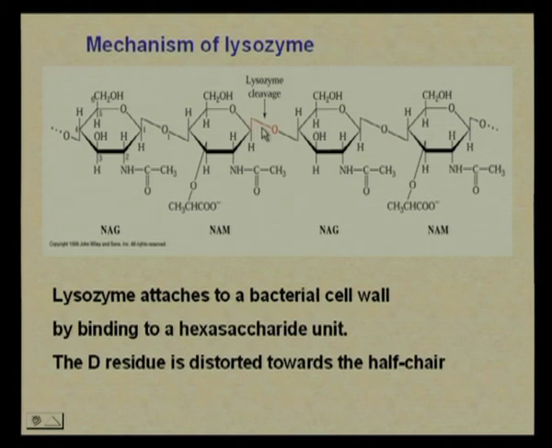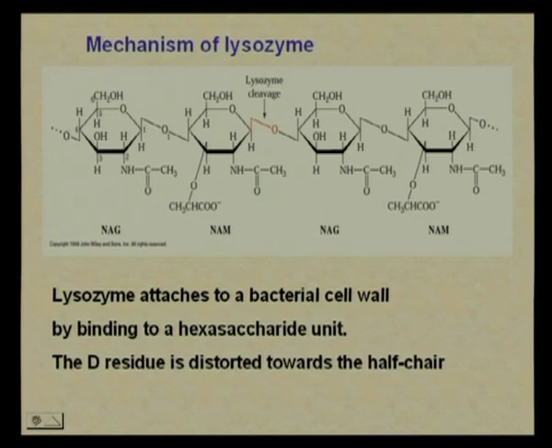Then we have the lysozyme that acts exclusively on this bond. It does not cleave this bond. It is that specific. So, it will only cleave the beta 1,4 glycosidic linkage. So, what does it do? The lysozyme attaches to a bacterial cell wall by binding to a hexasaccharide unit. What is this hexasaccharide unit? It is the A, B, C, D, E, F alternating NAG-NAM residues or NAG-NAM units that we saw in the previous slide.